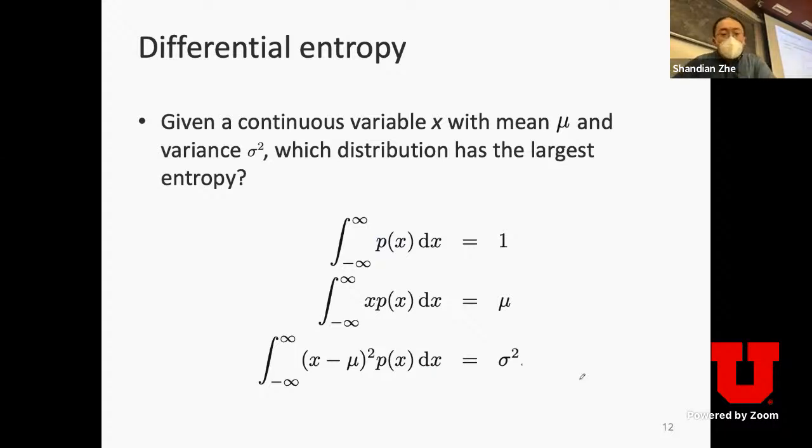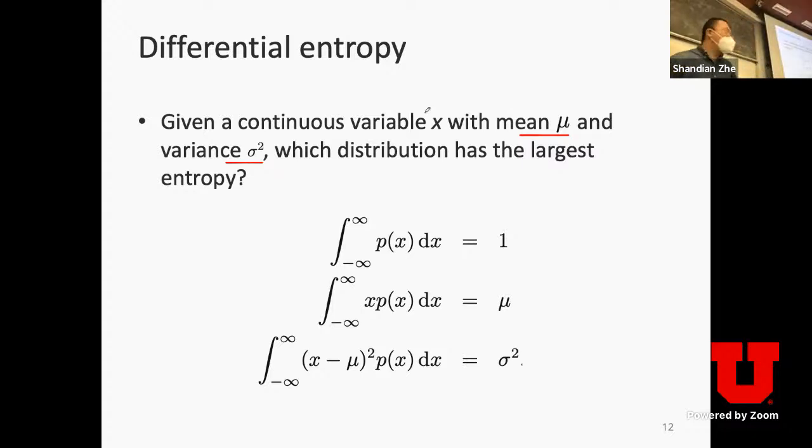Again, given a continuous random variable x with a particular mean and variance sigma squared, we're curious to know which distribution will give this random variable x the largest entropy. Anyone give me a guess? Gaussian. Yeah, you're right. It's Gaussian.